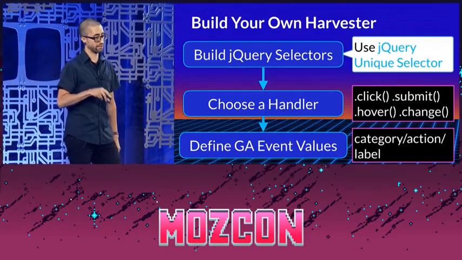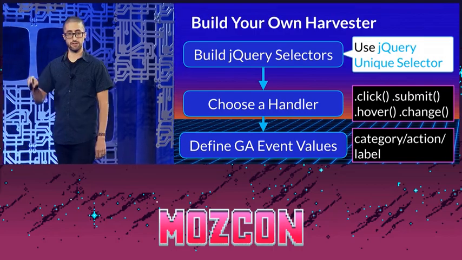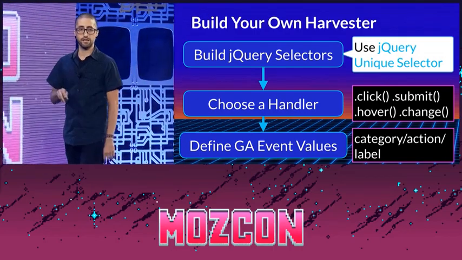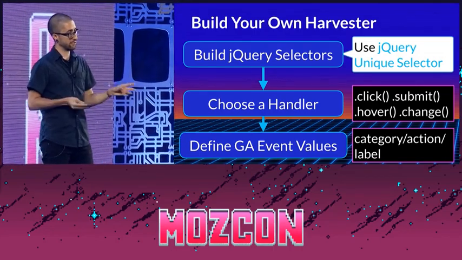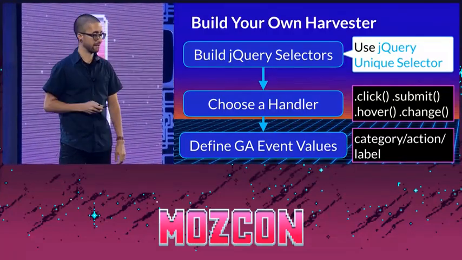There's a great Chrome extension called jQuery Unique Selector, so even if you don't know jQuery, you can just click on an element, and it's going to give you this piece of code that you can use to attach click tracking to anything on your site.